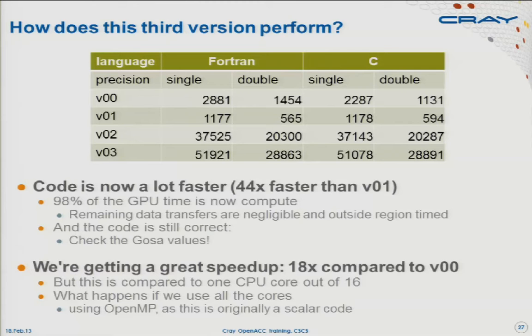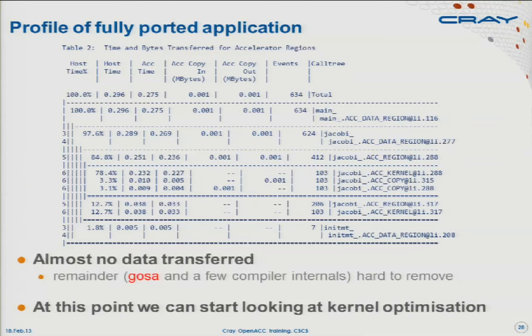So we're now getting an 18 times speed up. In fact, that number's out of date, because I had to redo all of these numbers for Kepler. The point is we're going so much faster than the CPU, but that was to one core. What happens if we run the OpenMP?